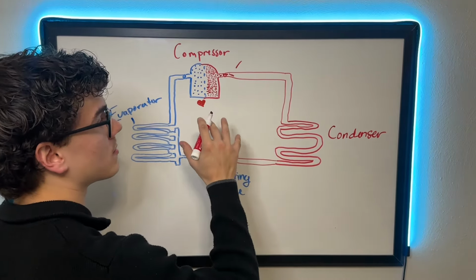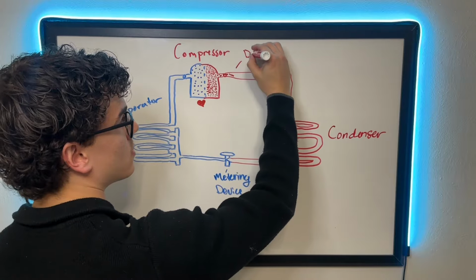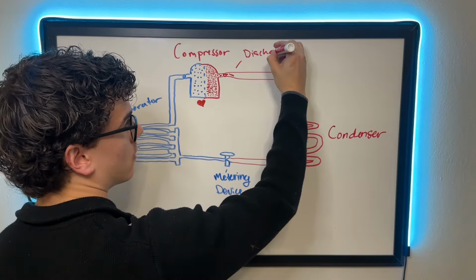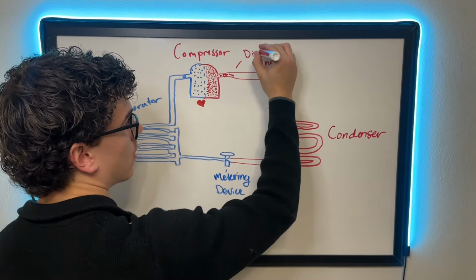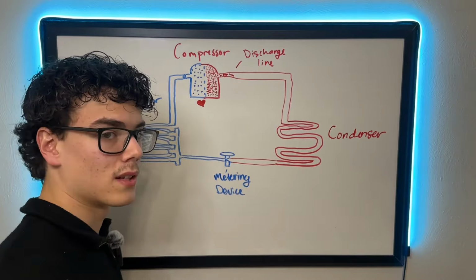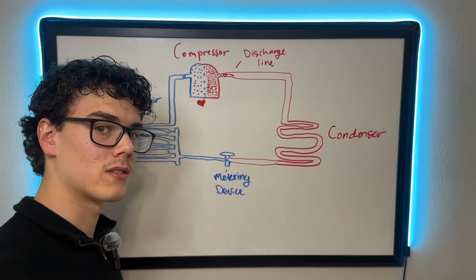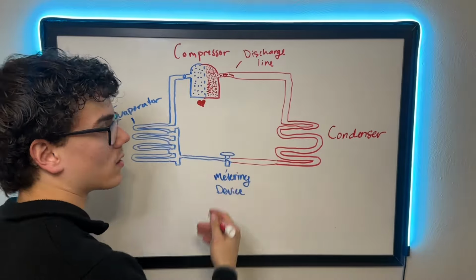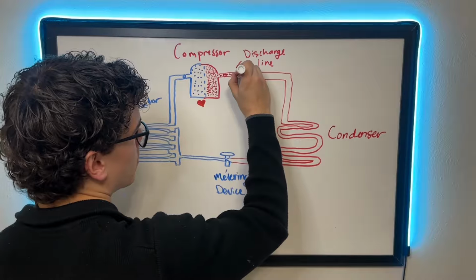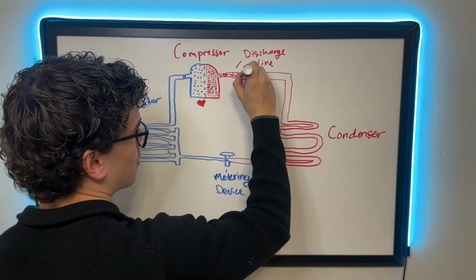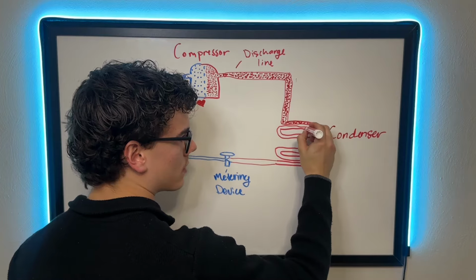So the compressor pumps the vapor down the refrigerant line. This refrigerant line specifically from the compressor to the condenser is called the discharge line. And it's pretty easy that the industry decided to name everything based off their functions. This is where the refrigerant is discharged from the compressor. So we have this high temperature, high pressure vapor traveling to the condenser.